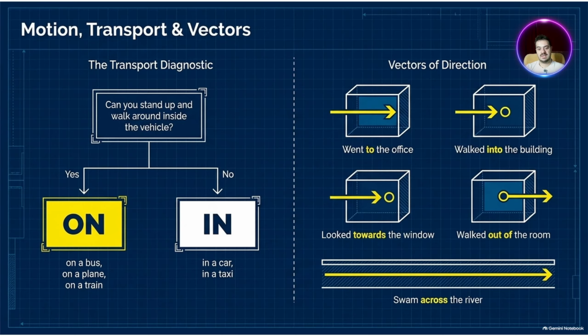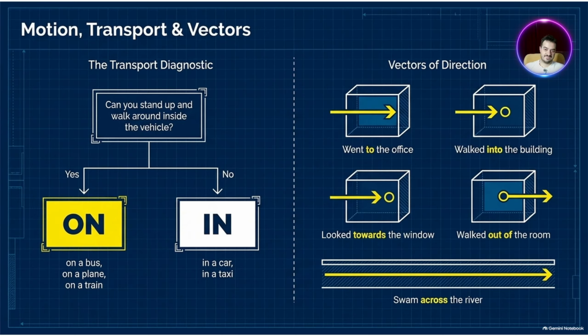Then we have some directions. For example, I looked towards the window. This is just showing the direction of my gaze. It's not talking about any motion. However, we have the word walk out of the room when you actually exit a place.